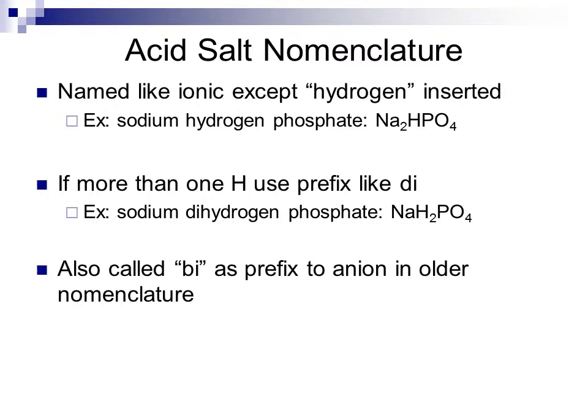The prefix hydrogen is often used in archaic nomenclature as bi. So instead of having something like sodium hydrogen phosphate, we would have sodium biphosphate in older nomenclature. This is where the term sodium bicarbonate comes from, what we know as baking soda. Sodium bicarbonate, NaHCO3.